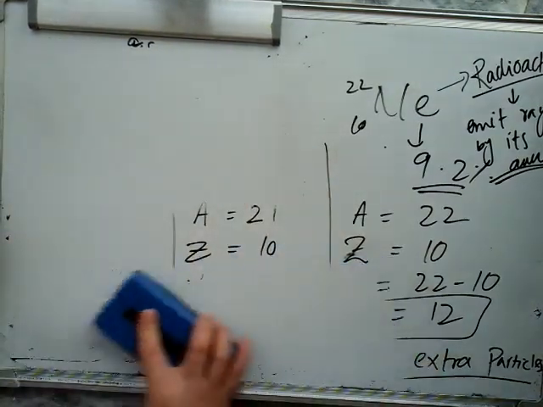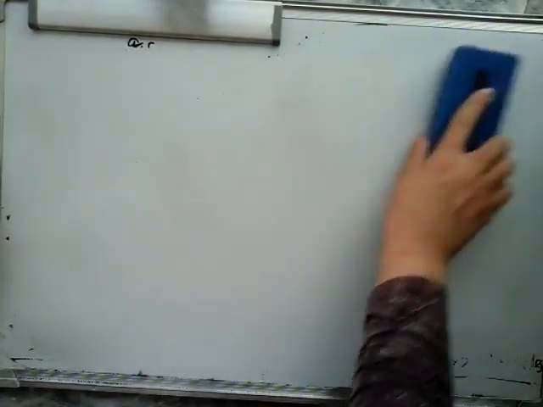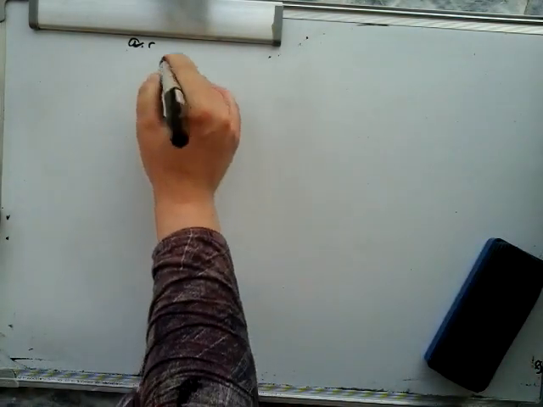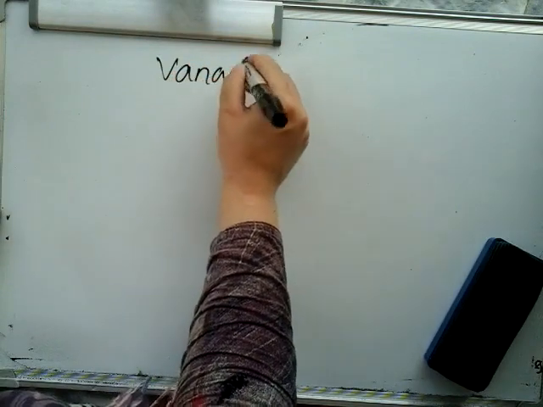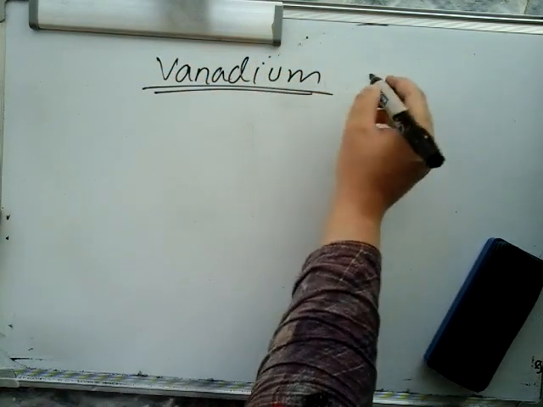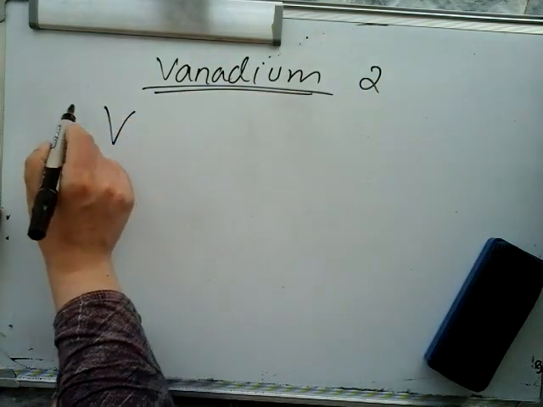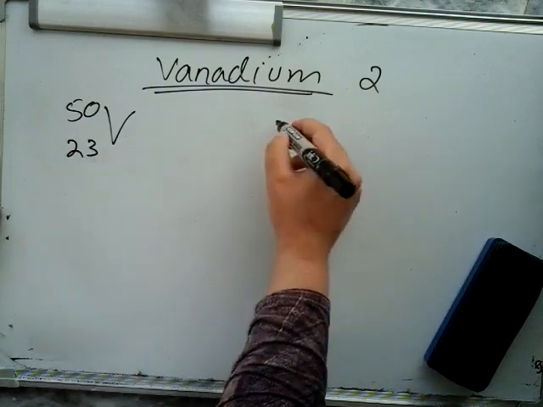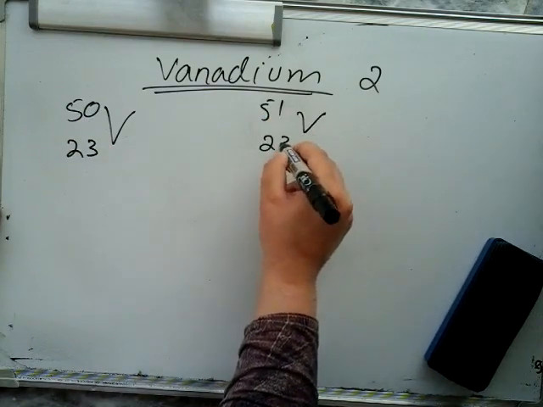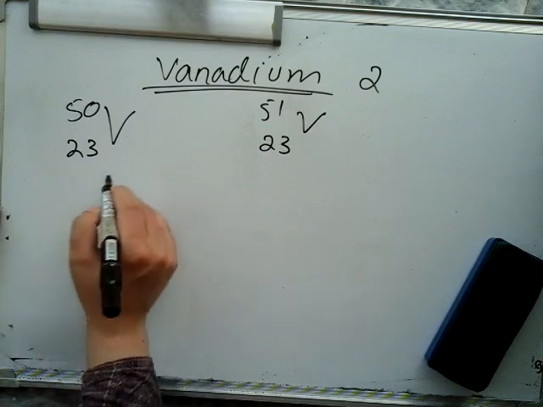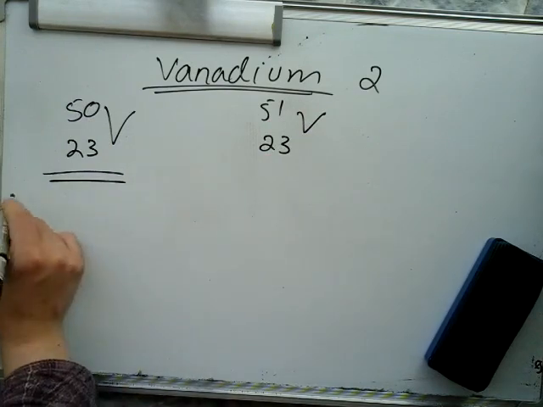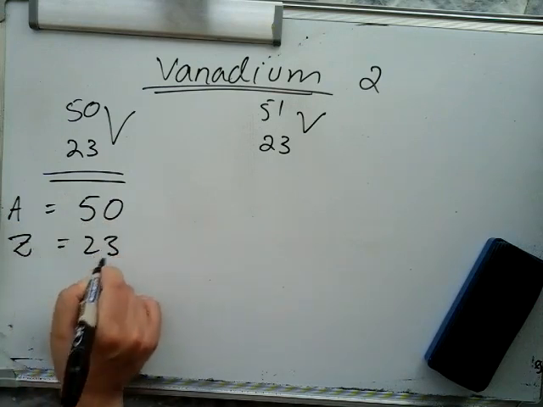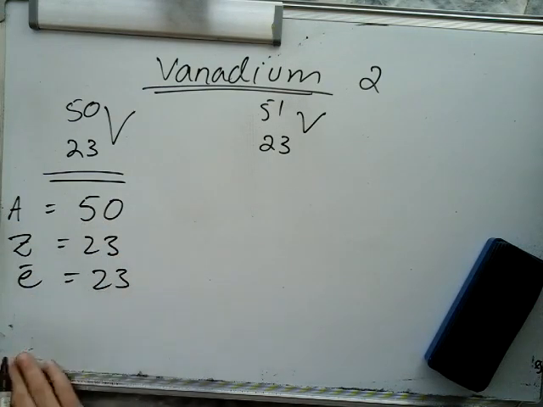Let me solve another example for you. In your book, the example is related to vanadium. Vanadium has 2 isotopes. One is vanadium 50, that is 50 and 23, and one is vanadium 51 and 23. So here, if you see this vanadium, mass number is 50 and atomic number is 23, and electron number is also 23, keep in mind.